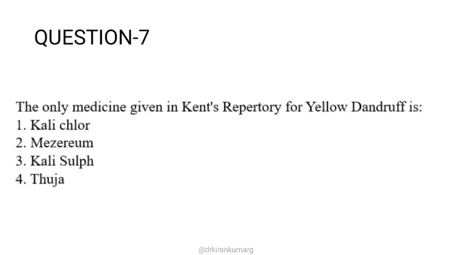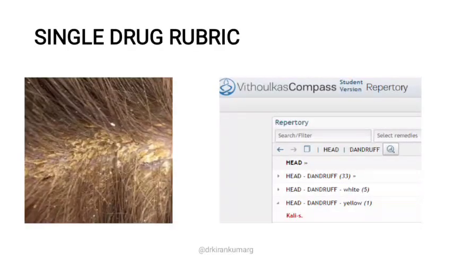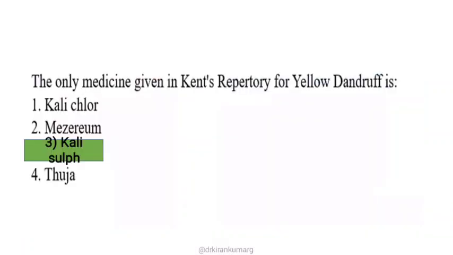The remedy for this particular question is Kali sulph. This is the yellow dandruff and it's a single drug rubric. Here you can see the sub rubrics as well. Under head you have dandruff, under head dandruff white, head dandruff yellow. Under head dandruff yellow, the only remedy is Kali sulph. So it's quite an easy question if you are aware of Kent's repertory's arrangement and if you are frequently using Kent's repertory. This question becomes quite easy.